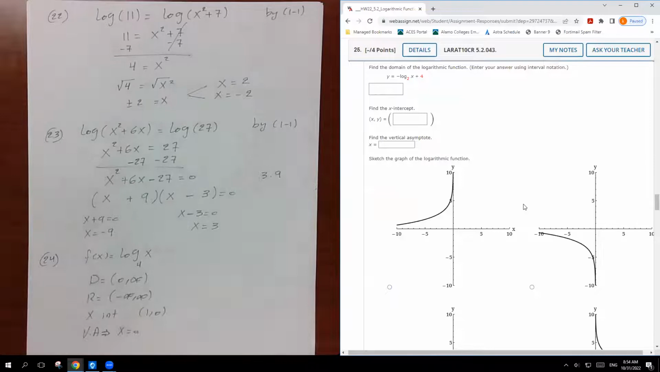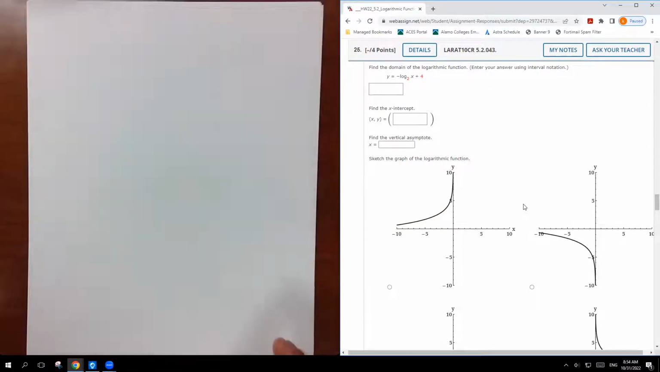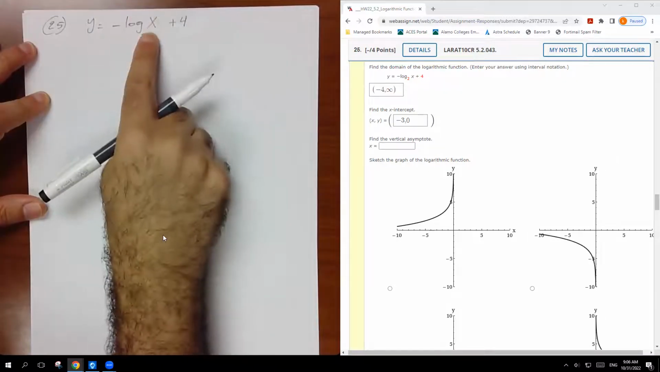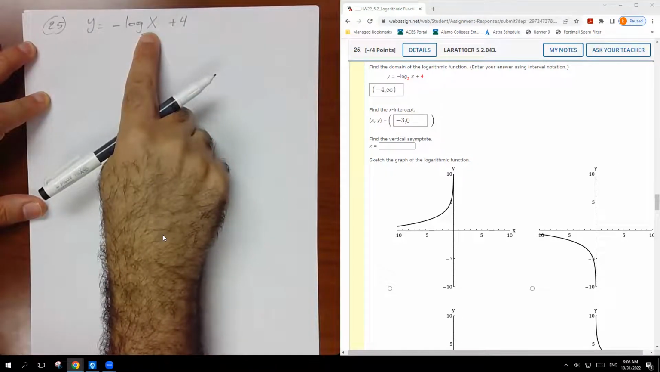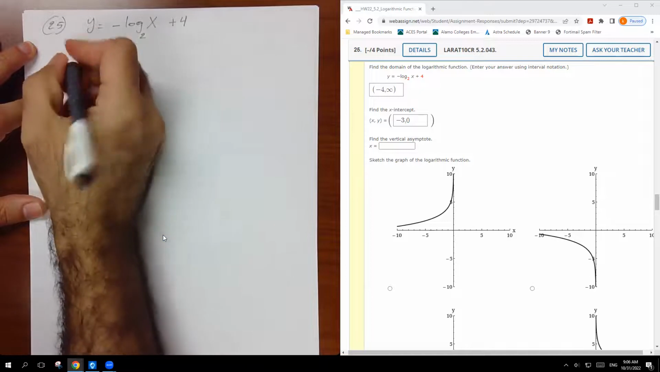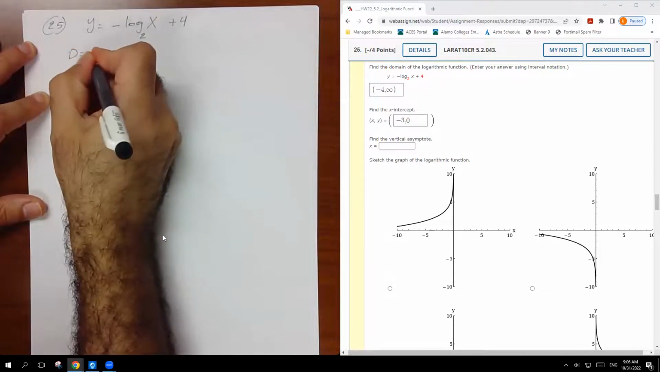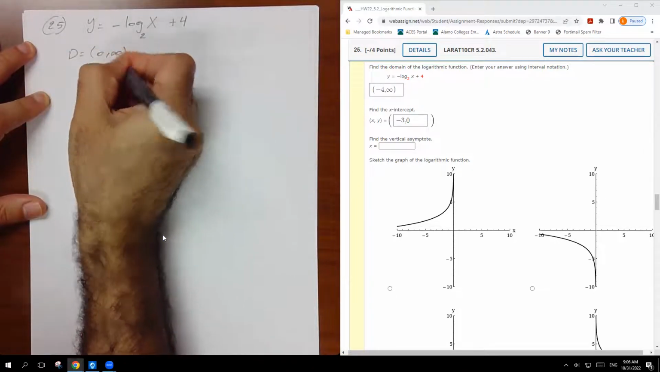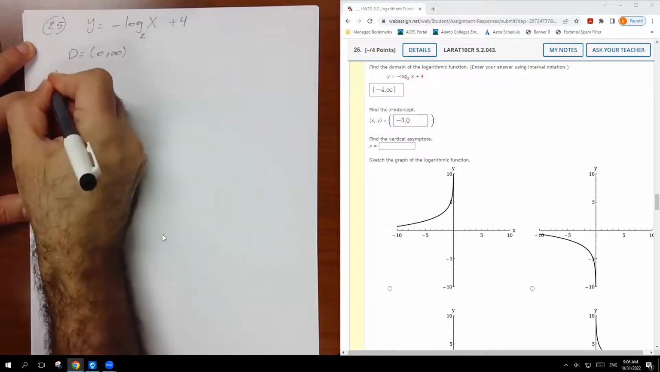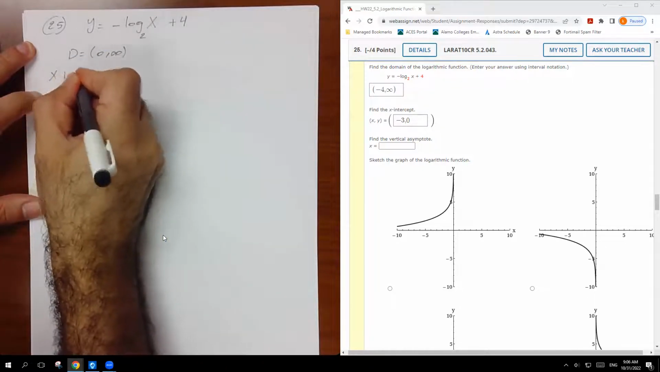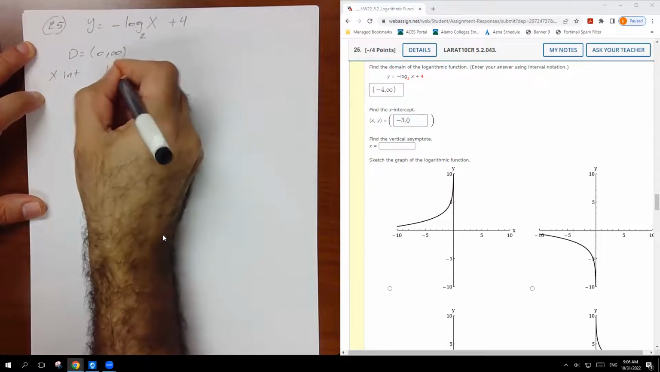So let's check example 25, how to find this information. The first thing, the function is going to be from 0 to infinity, exactly like the previous one. So our domain is going to be from 0 to infinity. For the x-intercept, you're going to let y equal 0.